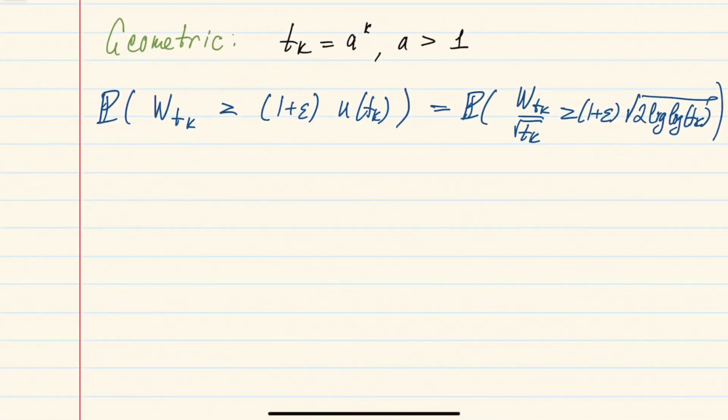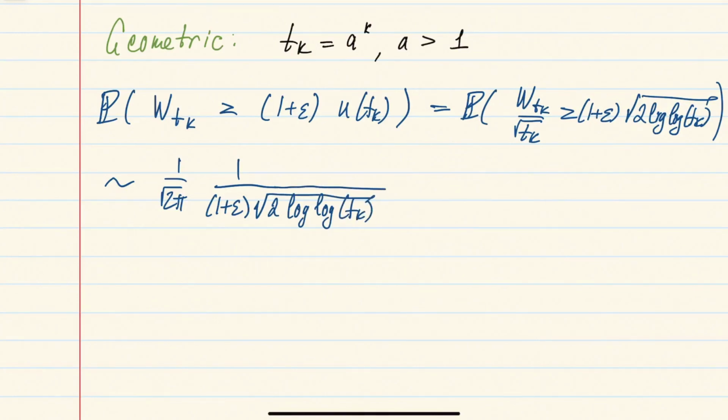Then for the tail of the Gaussian, in this part we can just use the upper bound as we did before, but let's notice that we actually know the asymptotic behavior of the Gaussian tail precisely. We know that this is 1 over square root of 2 pi, 1 over the tail, where the tail here is this 1 plus epsilon square root of 2 log t_k. Right, and the equivalence here is in the sense that the ratio goes to 1 as k goes to infinity, times e to the minus 1/2 this tail squared, so 1 plus epsilon squared twice log t_k.